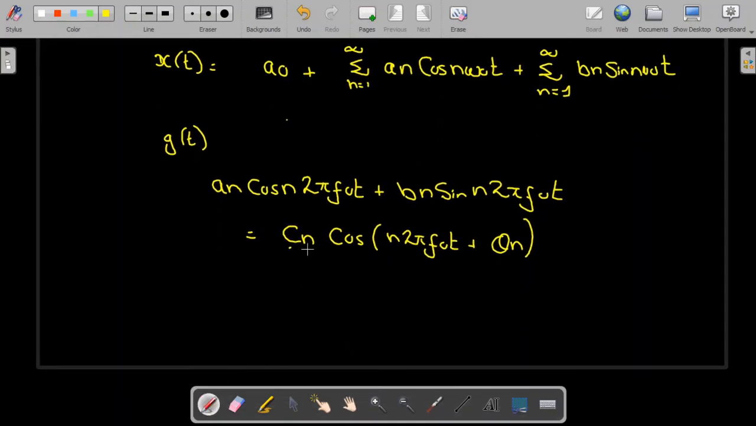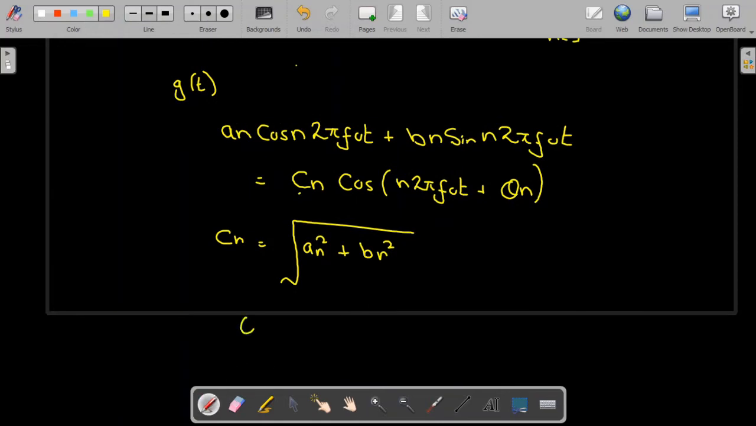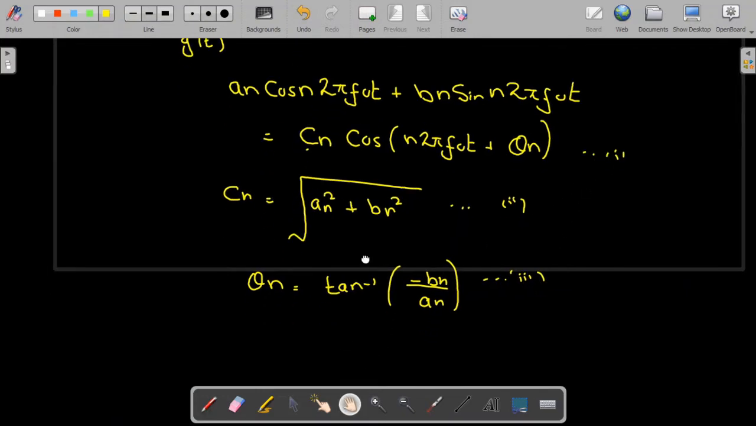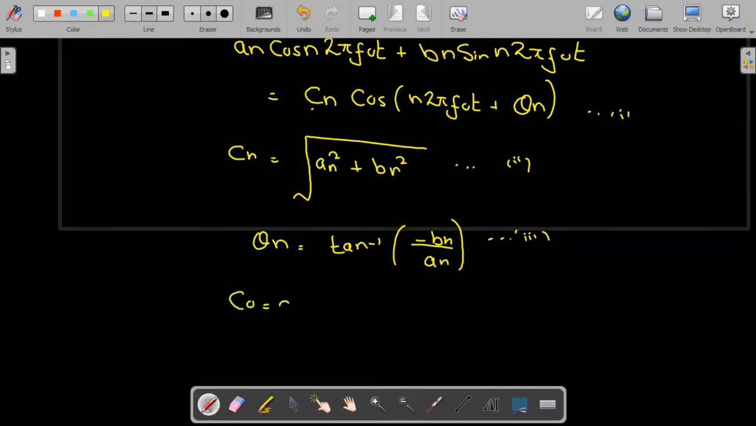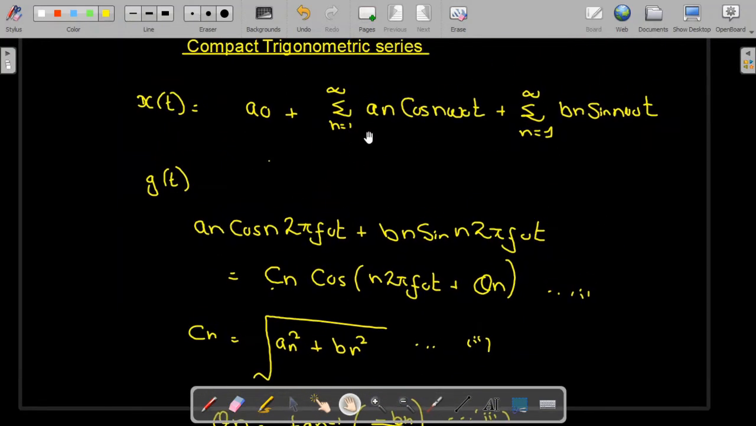Also I can find the coefficient c n by equating that c n is equal to square root of a n whole square plus b n whole square, and theta n is going to be equal to tangent inverse of minus the coefficient b n divided by the coefficient a n. So let me name it as equation 2, this is my equation 3, and this is my equation 1. And finally c naught is going to be equal to a naught, which is the DC value. So by substituting these values, we can convert a trigonometric series into a compact trigonometric series representation.